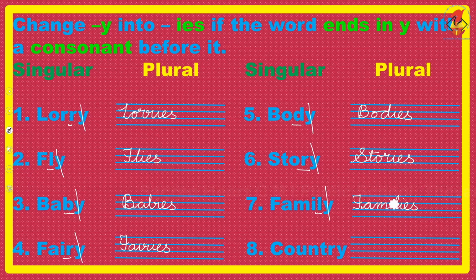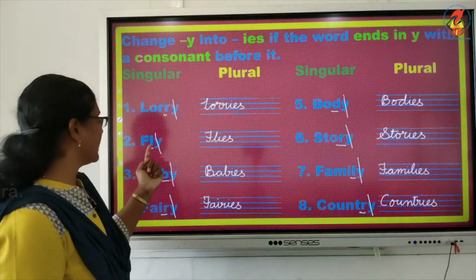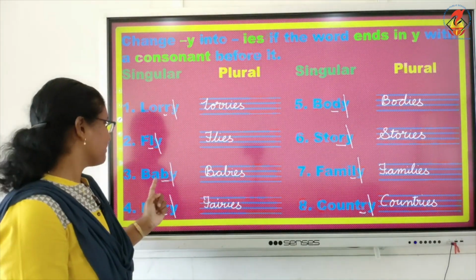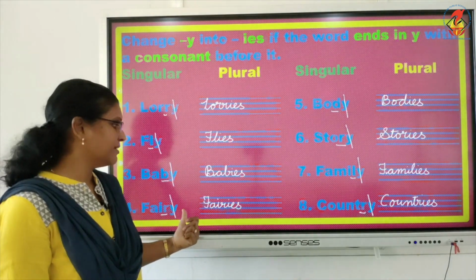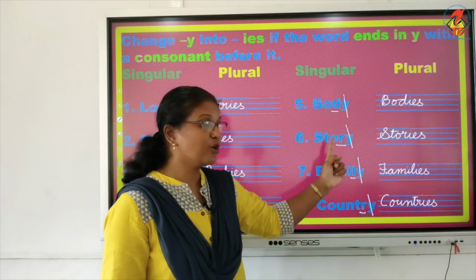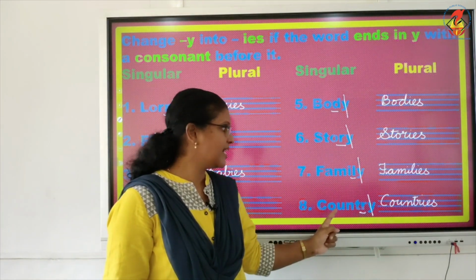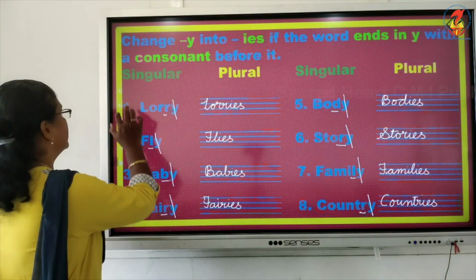Last word we have country, which we have done in the example. We'll cut Y because there is a consonant before it. Then you will write countries. So children, we have lorry became lorries, fly became flies, baby became babies, then fairy became fairies, body became bodies, story became stories, family became families, country became countries.